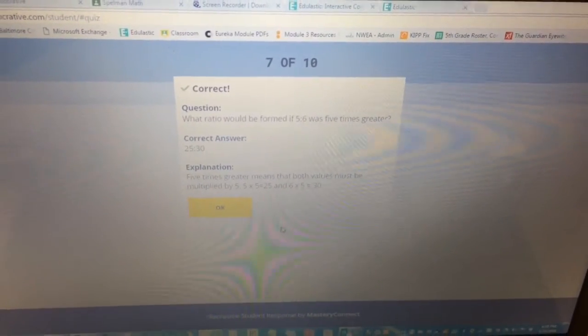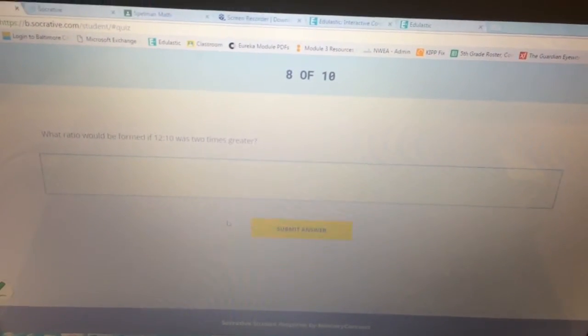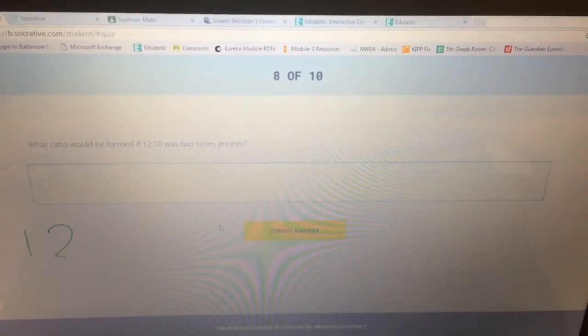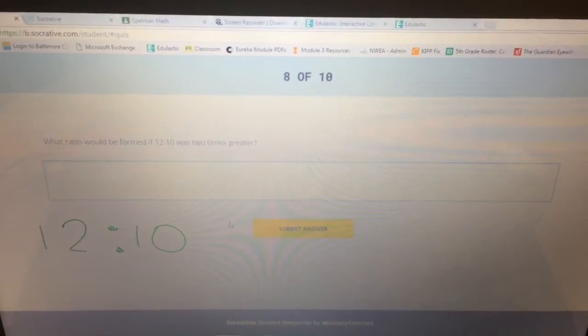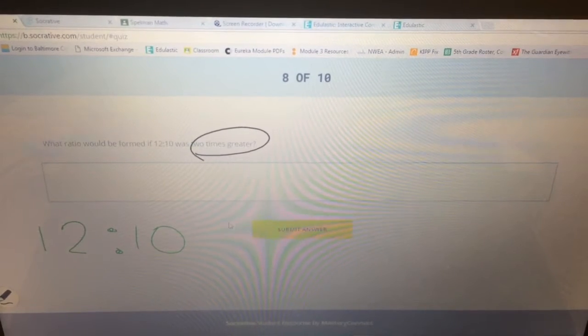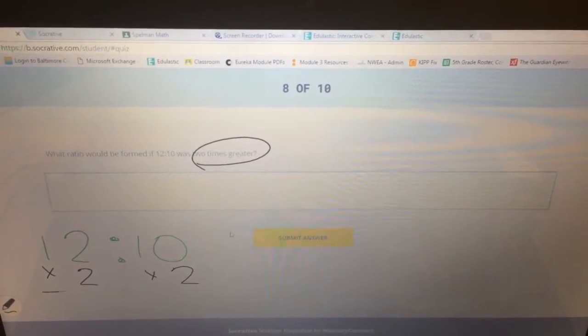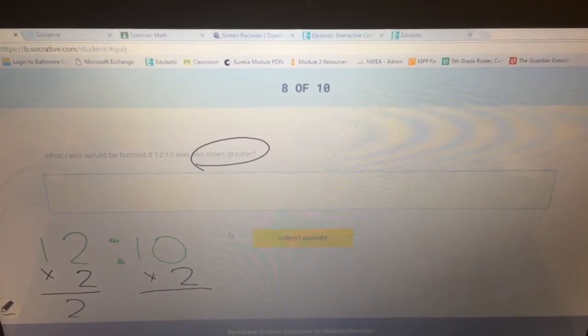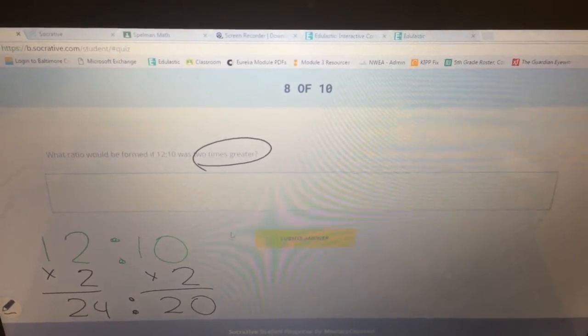Next, what ratio would be formed if 12 to 10 was 2 times greater? So 12 to 10. Again, we need to multiply it because it's 2 times greater. Multiply each one by 2. And we get a new ratio that's equivalent to it, which is 24 to 20. So it's 2 times greater.